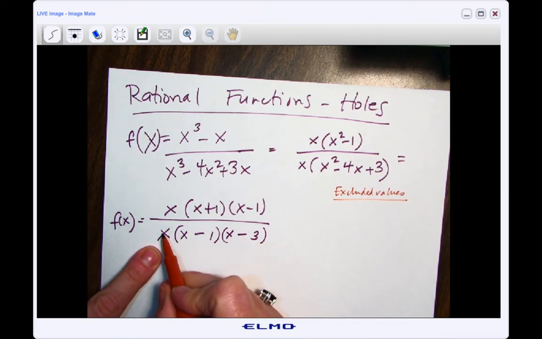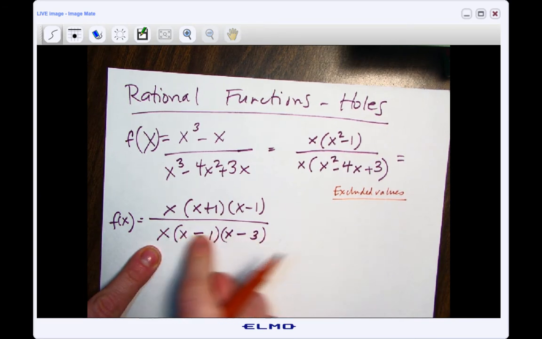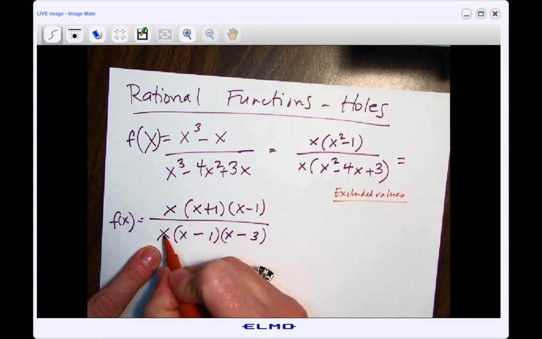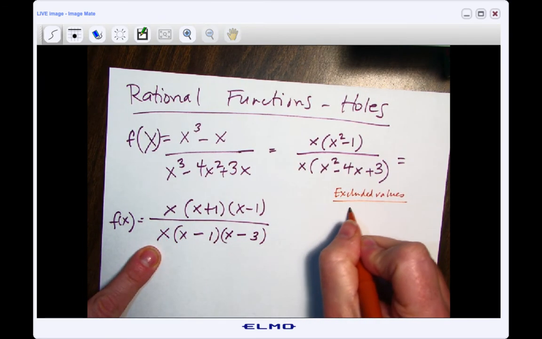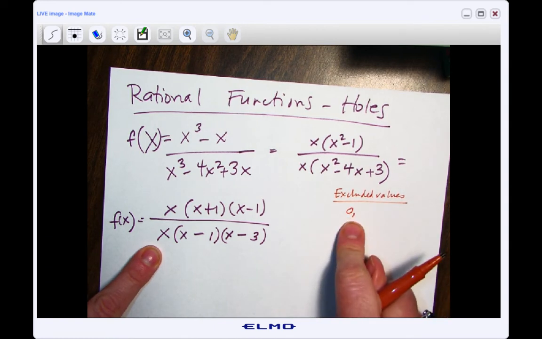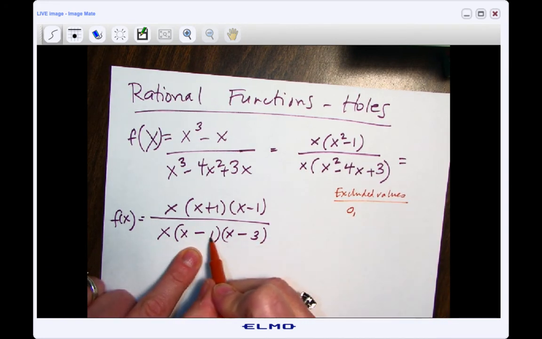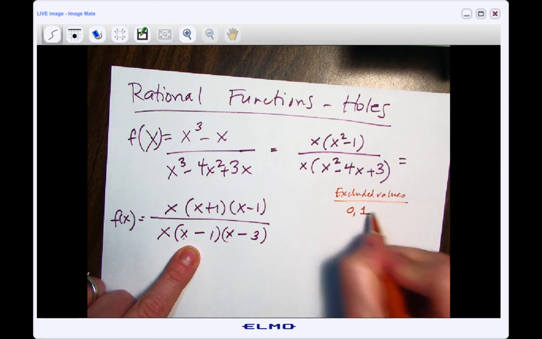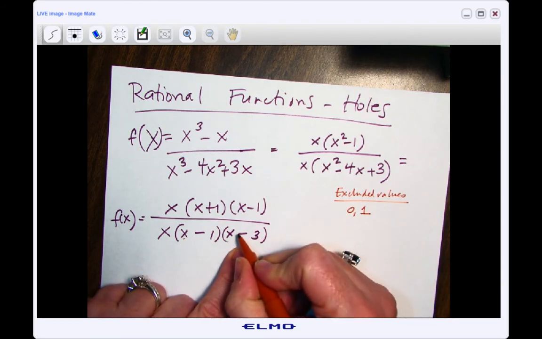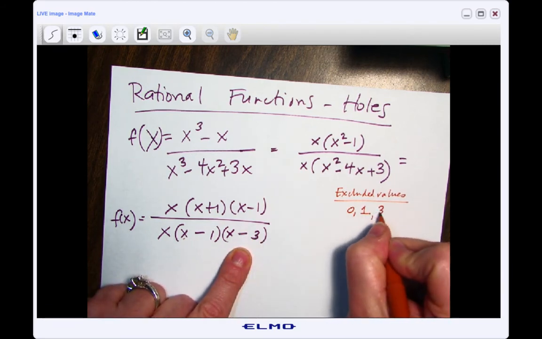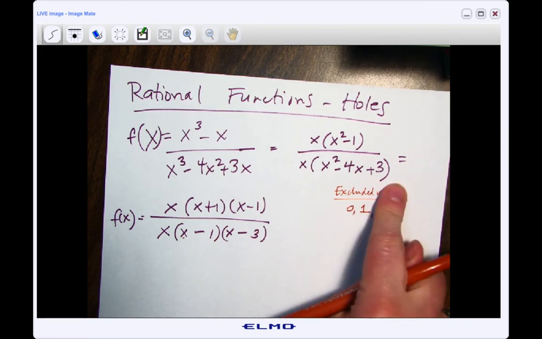And again, how do you find excluded values? You figure out what makes this denominator 0. So if that were 0, that would be no good. So we have to exclude 0. The number that would make this factor come out to be a 0 is a 1. And the number that would make this factor come out to be a 0 would be a 3. So we have to exclude all of these values, okay?